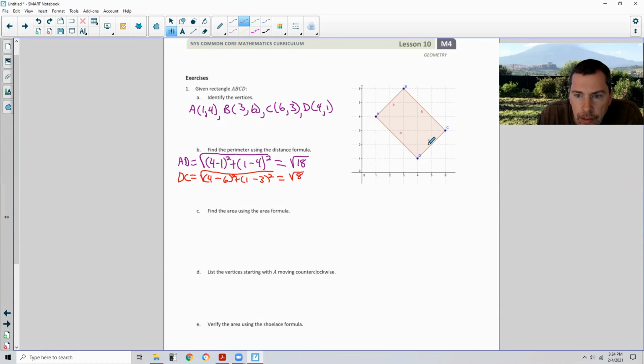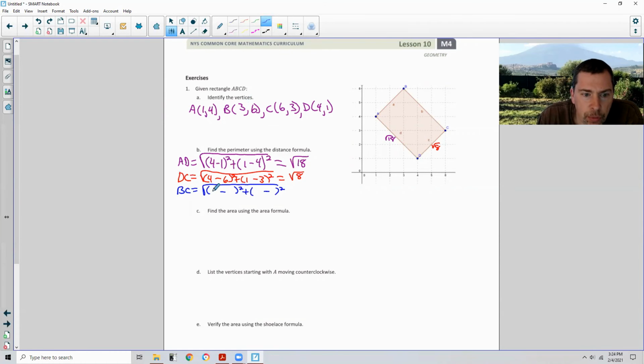So this is a length of the square root of 8. I didn't label this one square root of 18. And we just continue. Now we're going to do BC. Side BC equals the square root of (x2 minus x1) squared plus (y2 minus y1) squared. So BC is here.